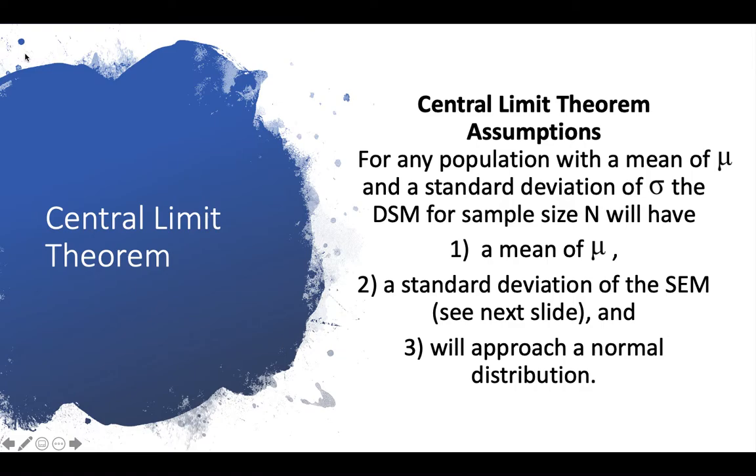Now, there are 3 assumptions of the central limit theorem, and don't let these trip you up. They're pretty simple. So for any population with a mean of mu and a standard deviation of sigma, the DSM for sample size n will have, first, a mean of mu, second, a standard deviation of the standard error of the mean, which we'll go over on the next slide, and third, it will approach a normal distribution.